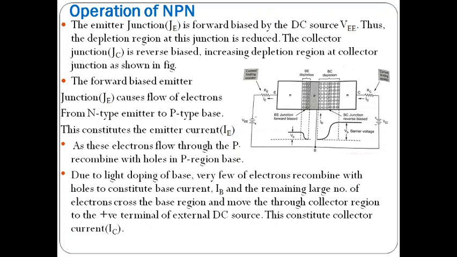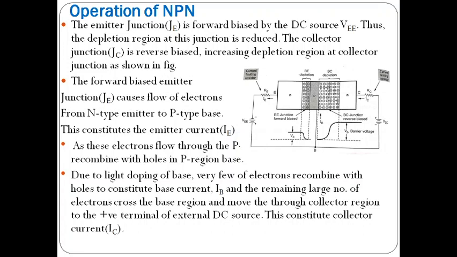Thus the depletion region at this junction is reduced. When the junction is in forward bias, the depletion region across the junction is reduced, we know. The collector junction JC is reverse biased by applying the DC source VCC. When the junction is in reverse bias, it increases the depletion region at the collector junction. So the emitter junction is in forward bias.